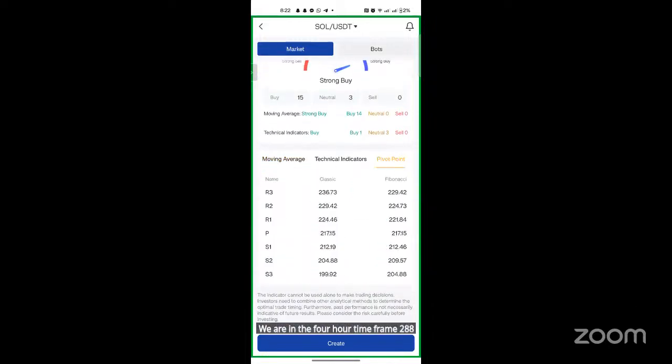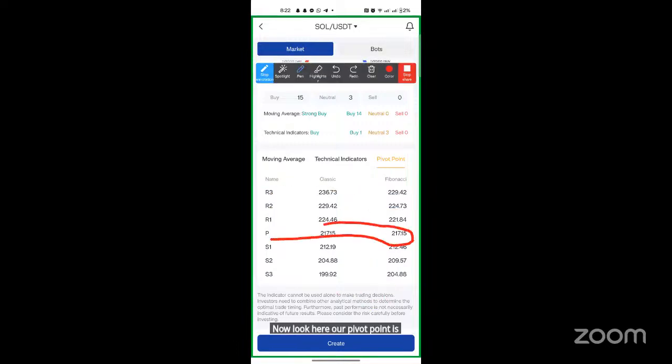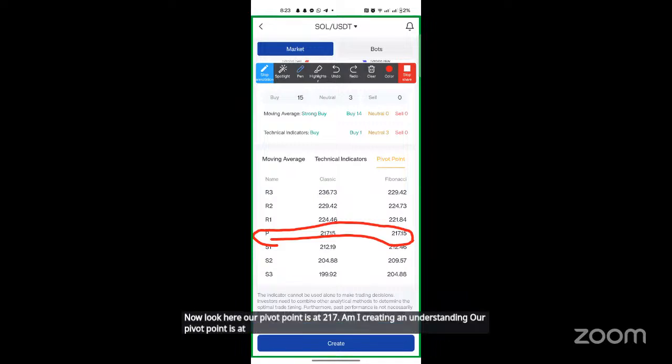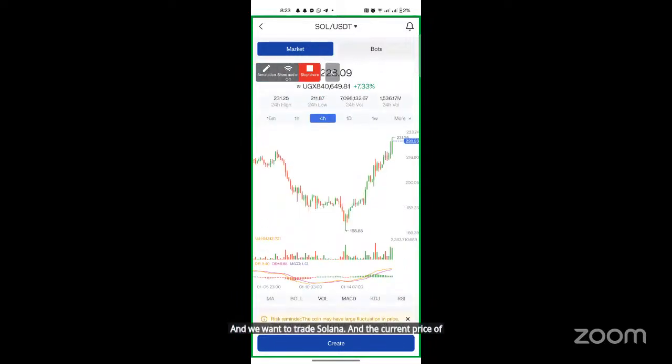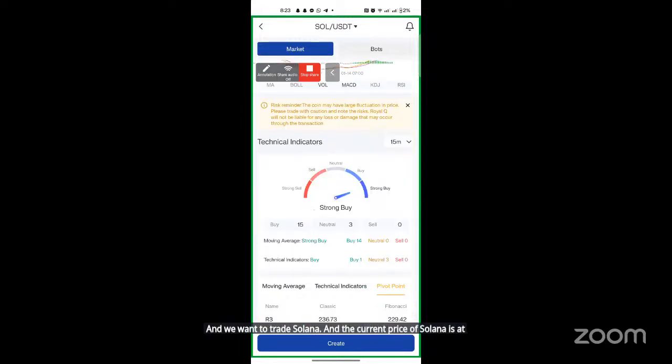Let us put in pivot point. Now look here. Our pivot point is at 217. Am I creating understanding? Our pivot point is at 217. And we want to trade Solana. And the current price of Solana is at 228.